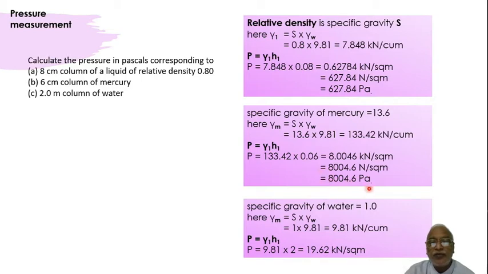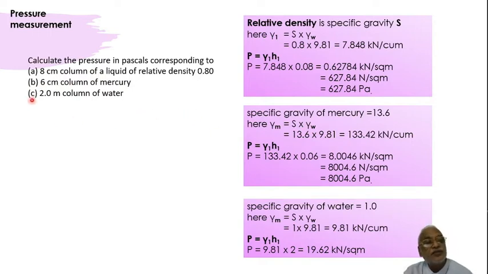So rather than telling 8004.6 pascals, it is easy to tell 6 centimeters of mercury. That's why pressure is given either in pascals or column of particular liquid. You can just see here in three cases three different liquids have been used, right? Now 6 centimeter column of mercury is different than 6 centimeter column of water. It will be different because gamma is varying.